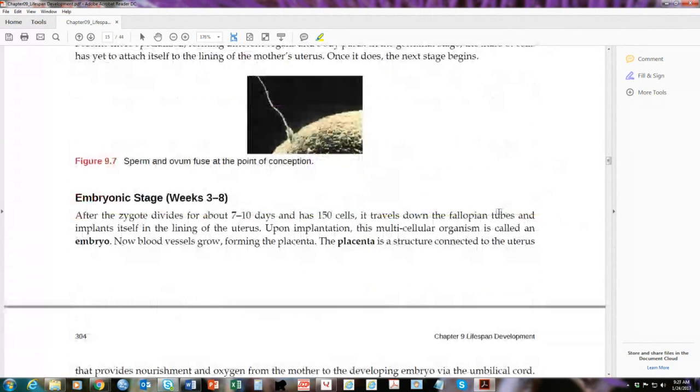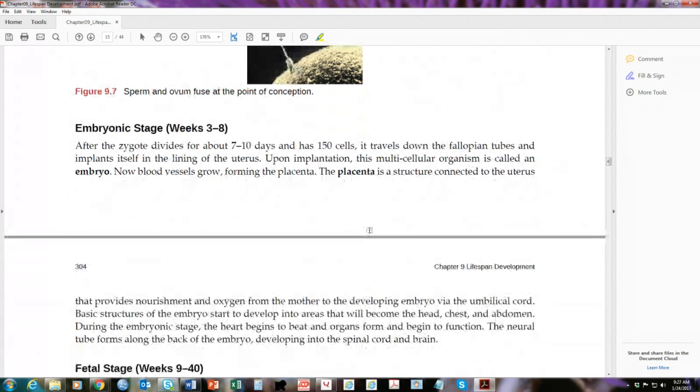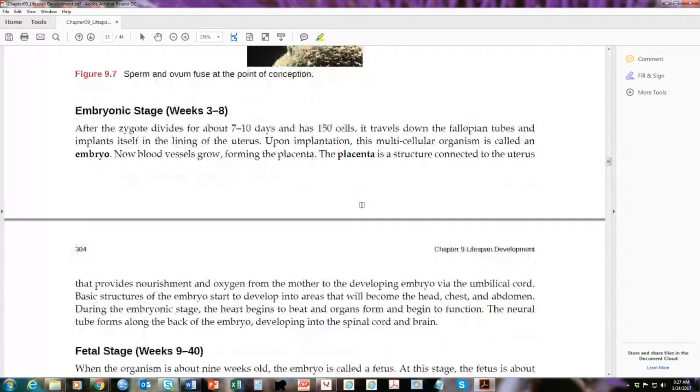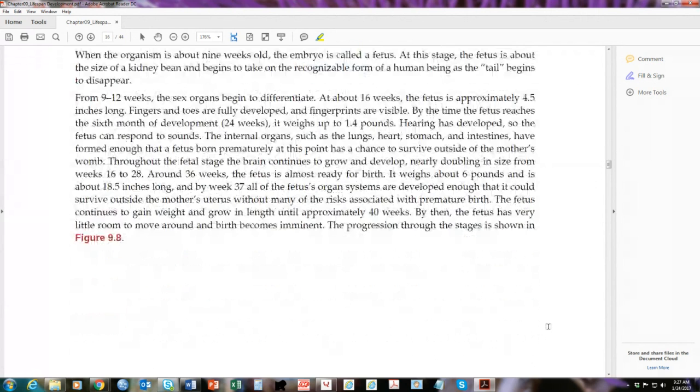So when you get into weeks 3 to 8, the zygote divides, and then once there is implantation in the lining of the uterus, we get the formation of an embryo, a blood supply to the developing embryo, and the connecting structure that provides oxygen, waste removal, and nutrition to the developing embryo, called the placenta. The fetal stage is weeks 9 to 40, and so you can see this. There's just a huge amount of physical development that begins at week 9.